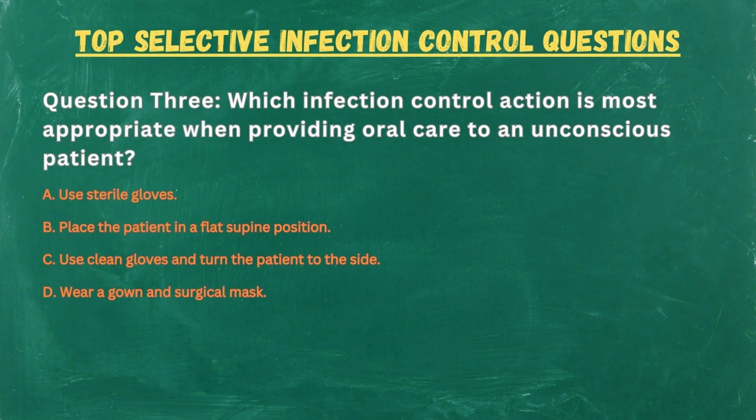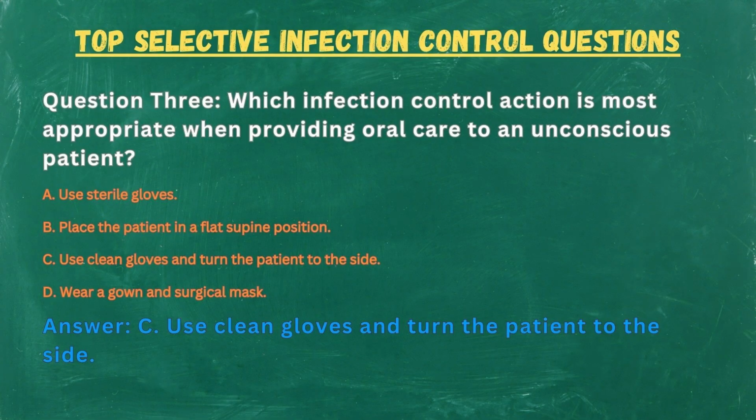Question 3. Which infection control action is most appropriate when providing oral care to an unconscious patient? A. Use sterile gloves. B. Place the patient in a flat supine position. C. Use clean gloves and turn the patient to the side. D. Wear a gown and surgical mask. Answer. C. Use clean gloves and turn the patient to the side.